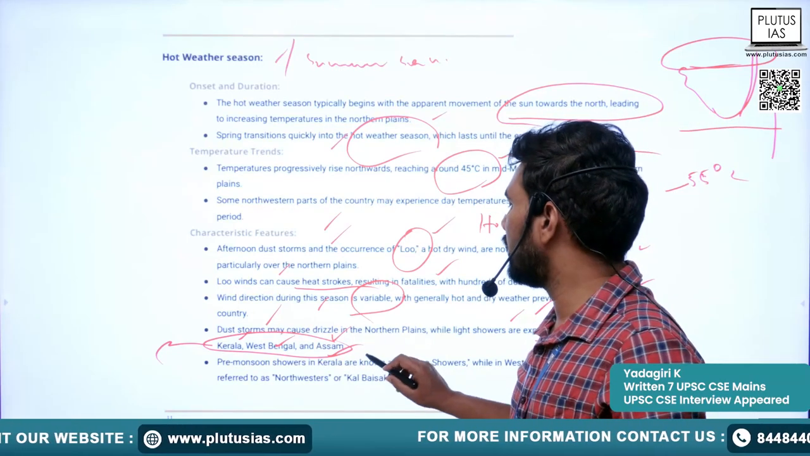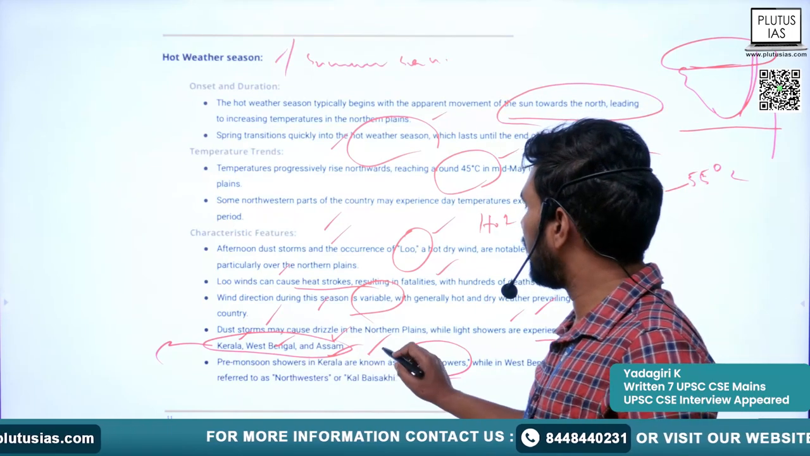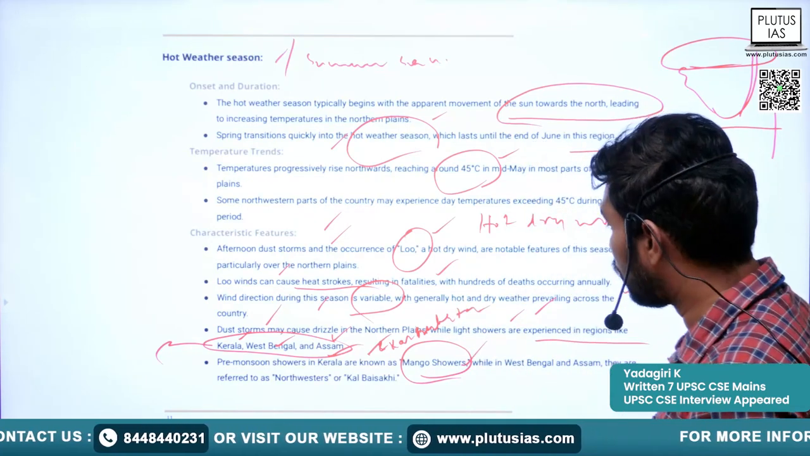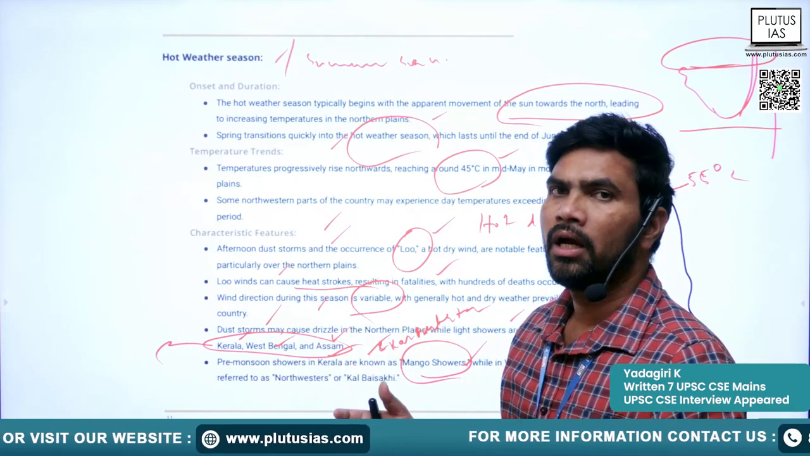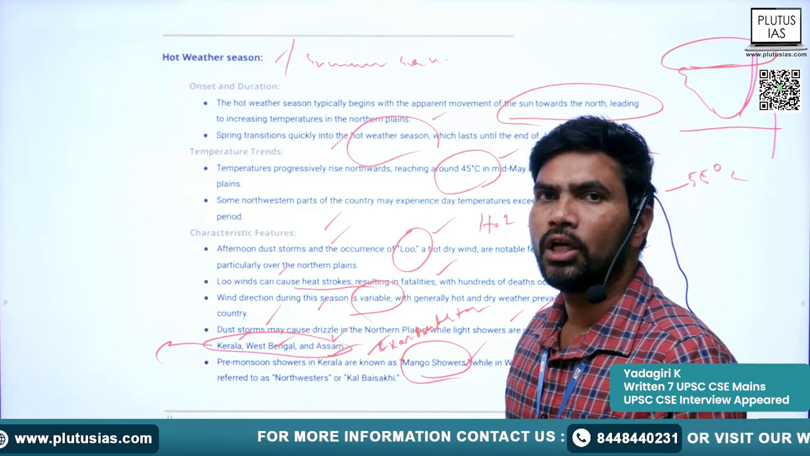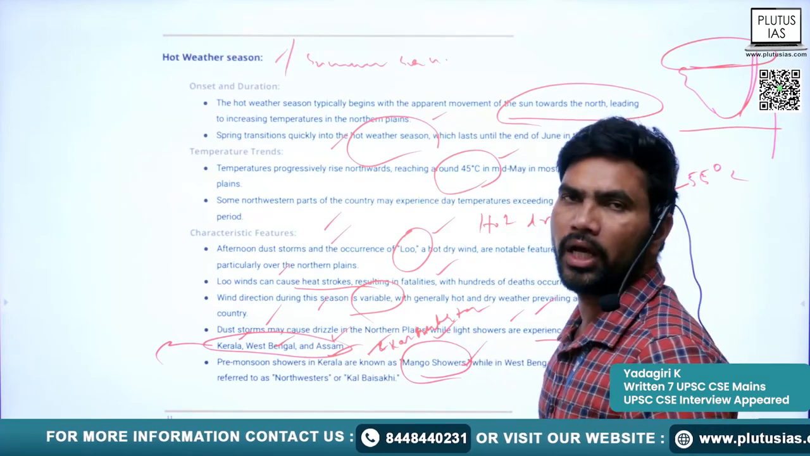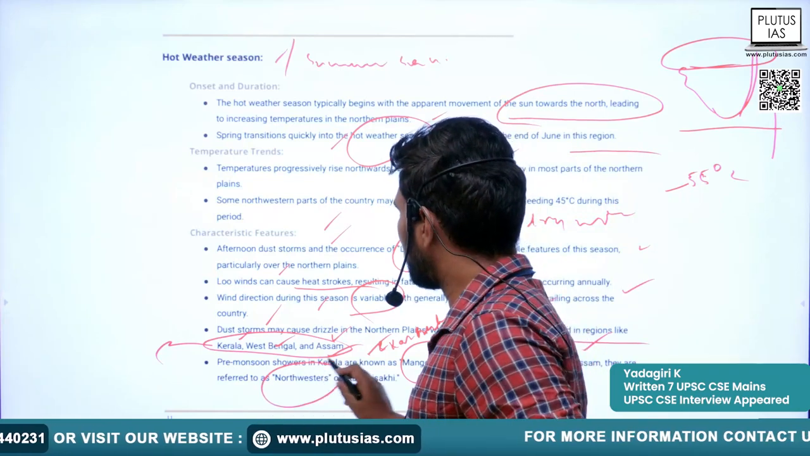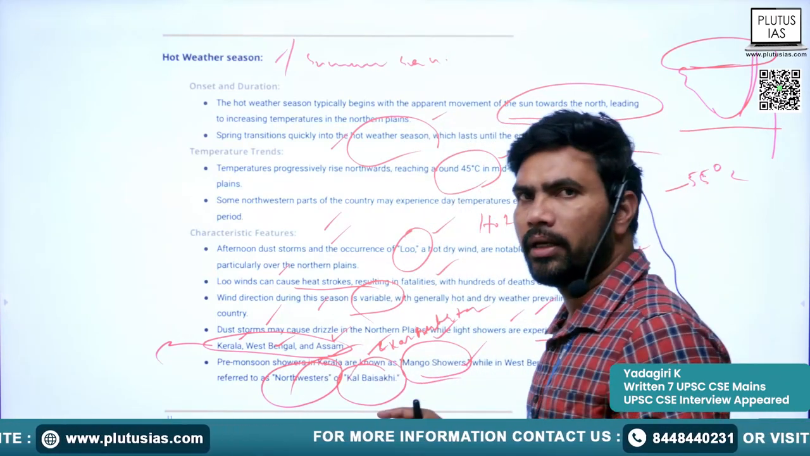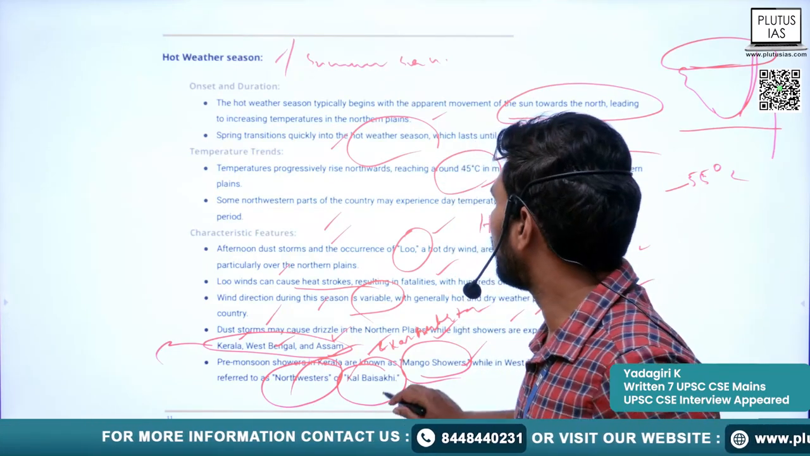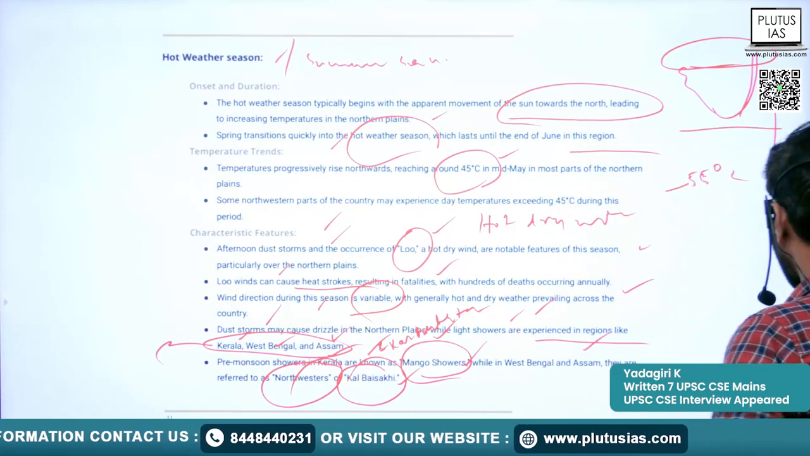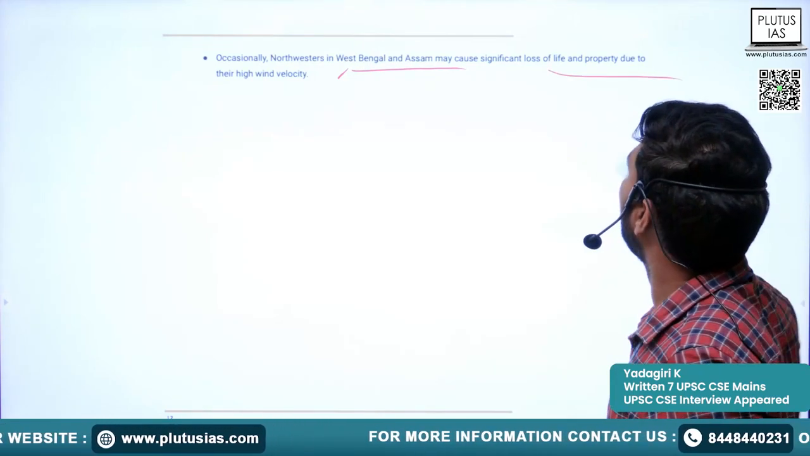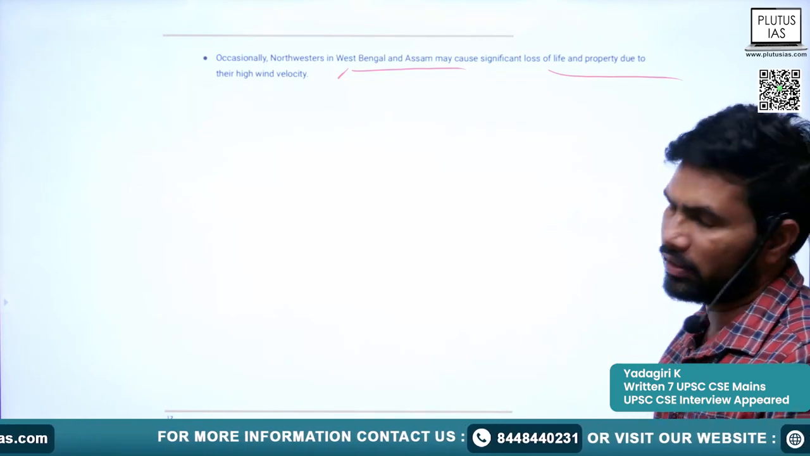These pre-monsoon showers in Kerala and also in Karnataka are known as mango showers, because they help the mango plantations in the dry season by bringing small drizzles. The mango plantations benefit, and for that reason they are known as mango showers. While in West Bengal and Assam, they are known as northwesters or Kal Baisakhi, because they damage the rice crop. Occasionally, these northwesters in West Bengal and Assam may cause significant loss of life and property due to their high wind velocity.